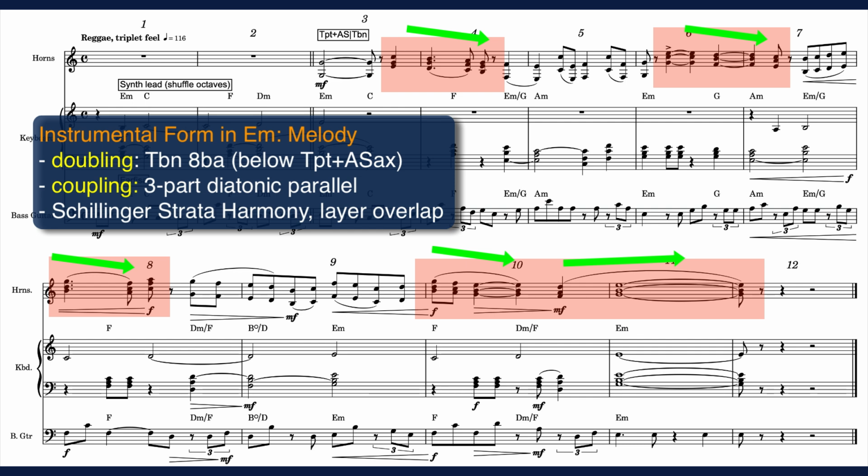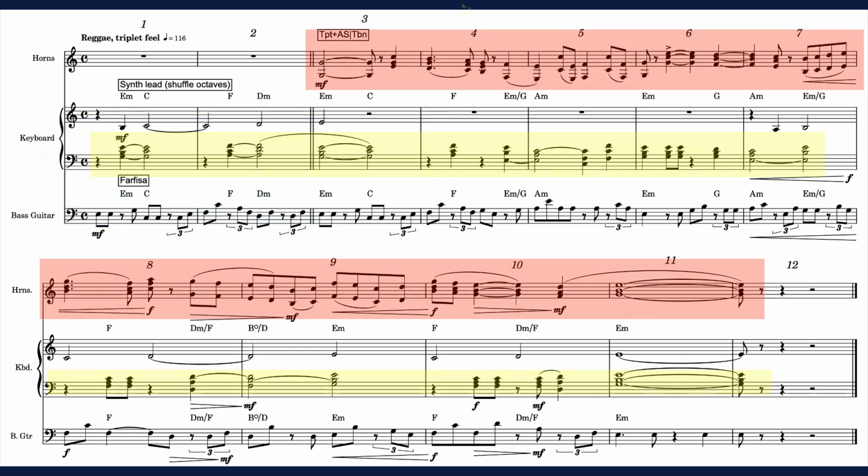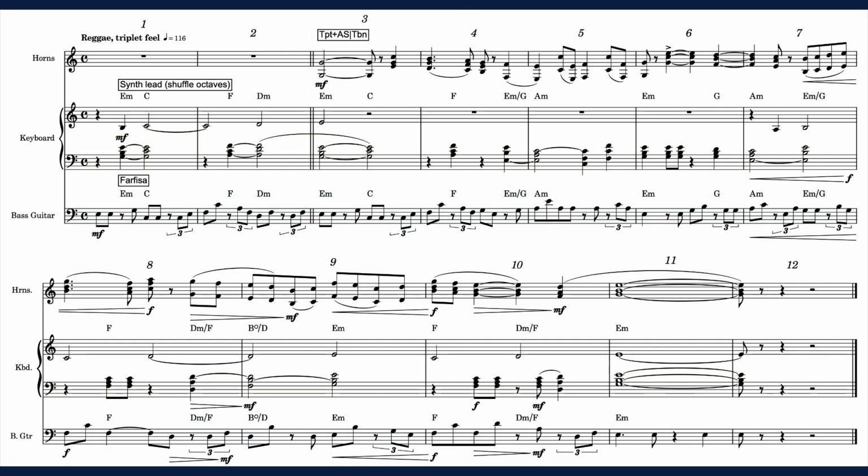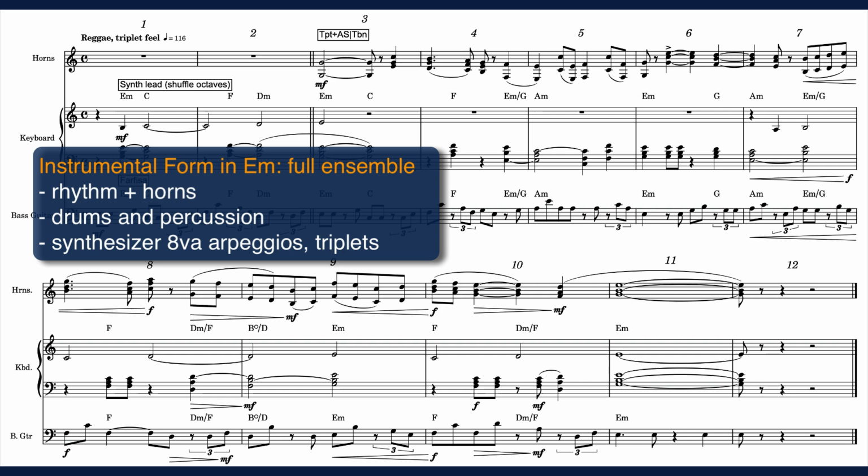The score is a 3-layer setting, with horns in the upper, organ harmonies in the middle and the bass guitar in the lower layer. Listen to the melody adaptation and note the trombone part reaching the high register. And here's the full ensemble, with drums, percussion and the synthesizer part added.